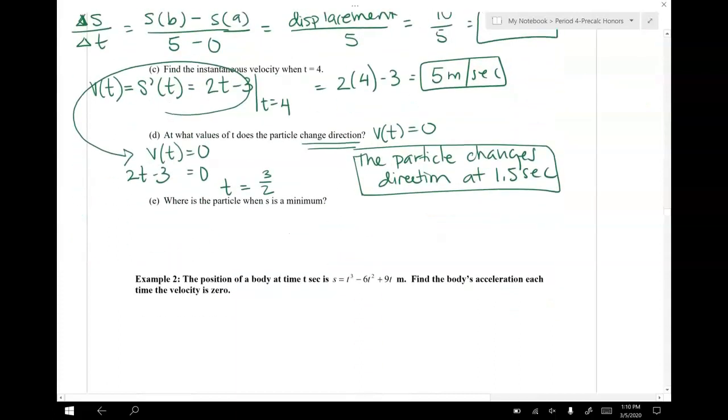E, where is the particle when s is a minimum? Okay, s is talking about the position. Minimum, remember, the position was given to you. Let me move it. Oh, it's frozen.